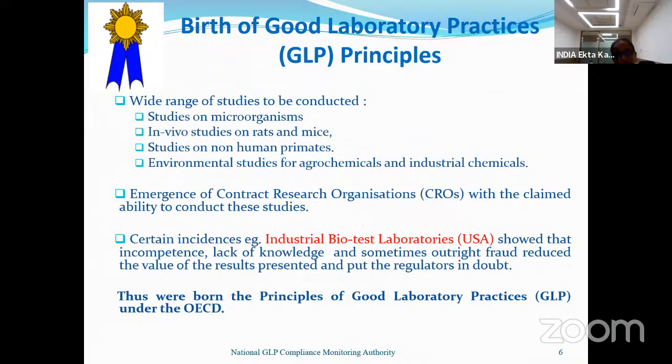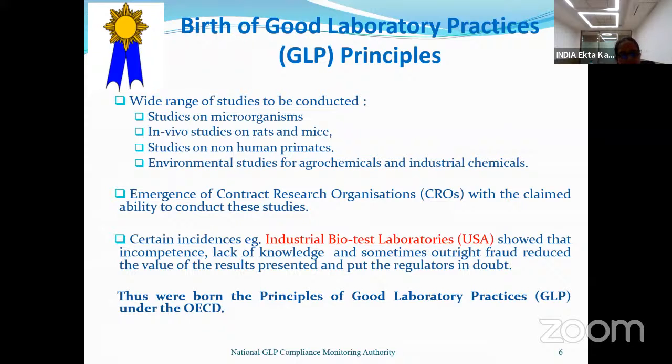So how were the GLP principles born? When the thalidomide tragedy happened and the regulators wanted all data to be generated and submitted to them before a marketing approval is granted, there were a wide range of studies to be conducted. These included studies on microorganisms, in vivo studies on rats and mice, studies on non-human primates, environmental studies for agrochemicals and industrial chemicals, etc. When so many studies had to be conducted, there emerged a number of contract research organizations, or CROs as we call them today, with a claimed ability to conduct these studies.